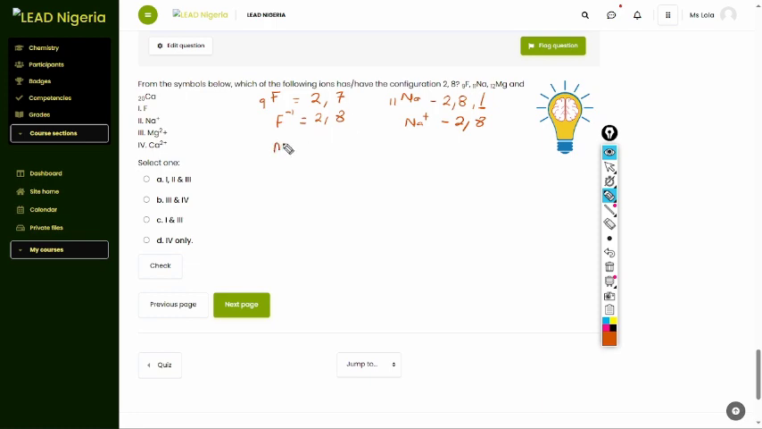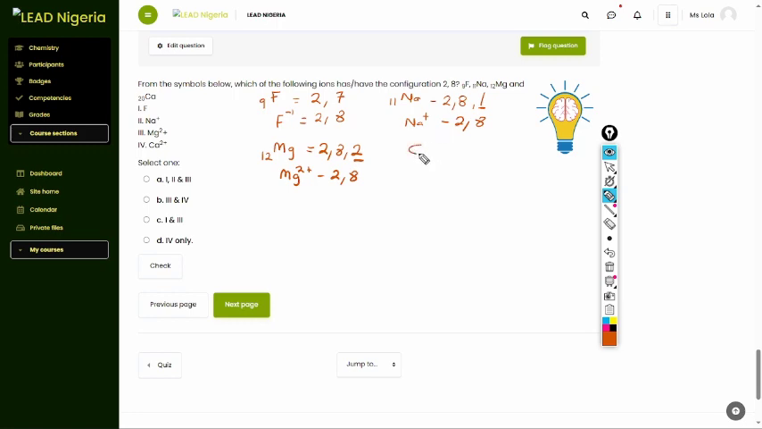Magnesium has an atomic number of 12. So the configuration is 2,8,2. So 2 plus 8 plus 2 is 12. When magnesium forms an ion, it loses these 2 electrons in the outermost shell to form a 2 plus ion. So it becomes 2,8.